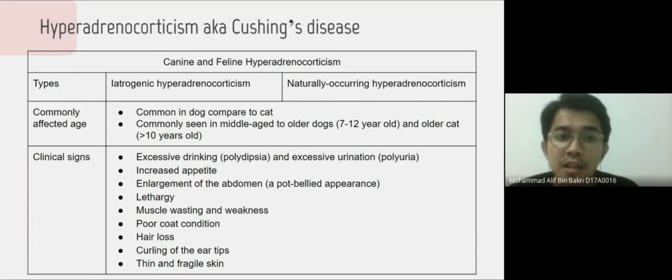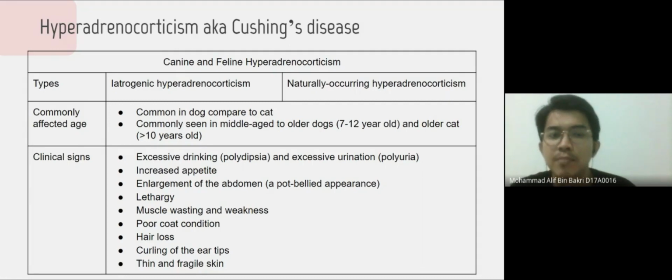Next, natural occurring hyperadrenocorticism. It refers to excess production of cortisol by adrenal gland due to adrenal gland tumor or pituitary gland tumor. Condition of excess production of cortisol due to adrenal gland tumor is called adrenal dependent disease, while if it occur due to pituitary gland tumor, it is called pituitary dependent disease. Adrenal dependent disease more commonly occur compared to pituitary dependent disease.